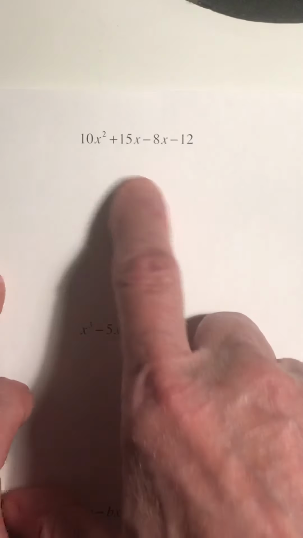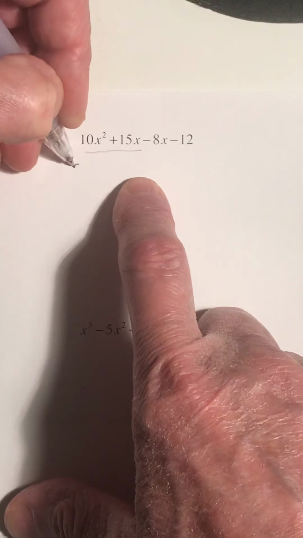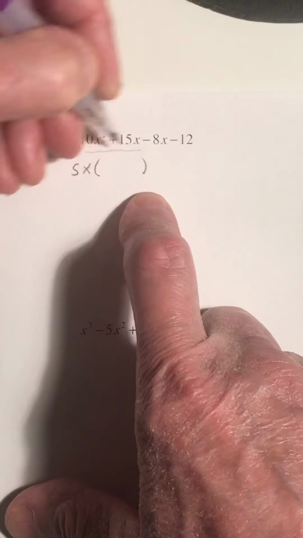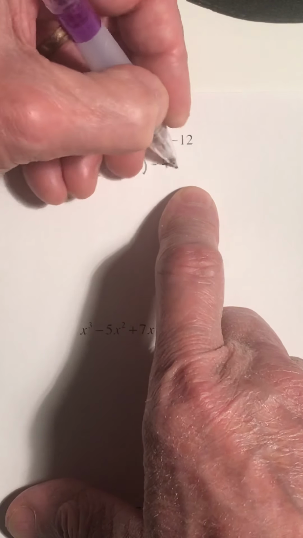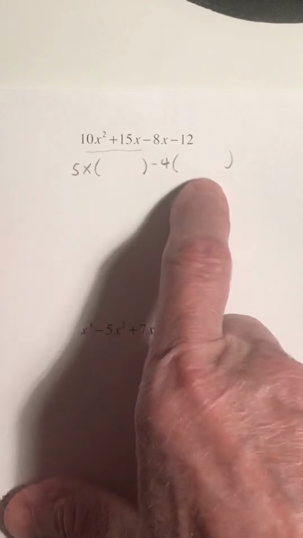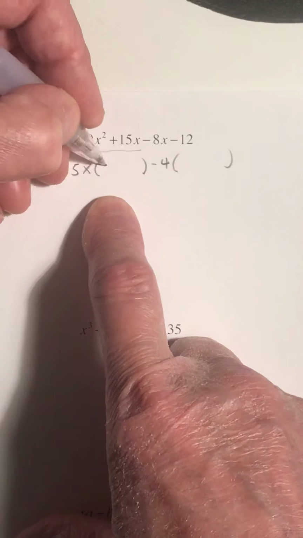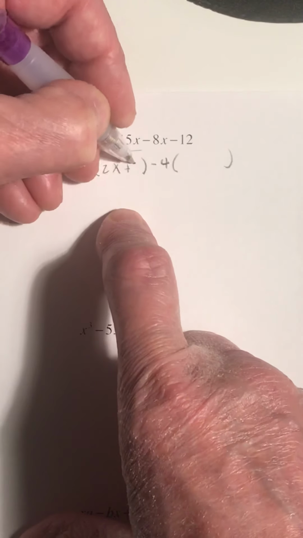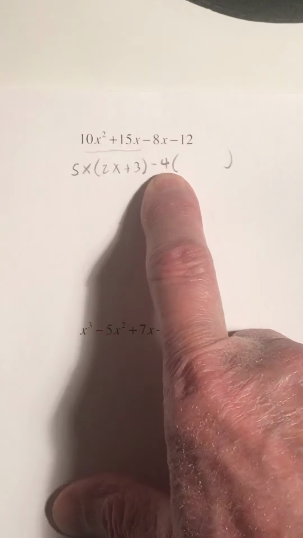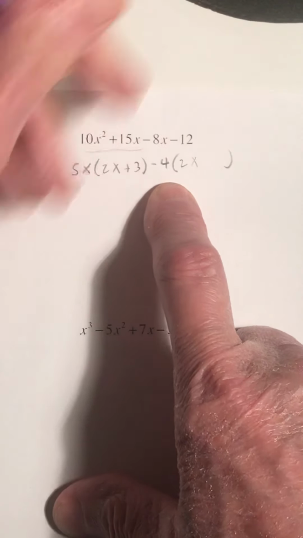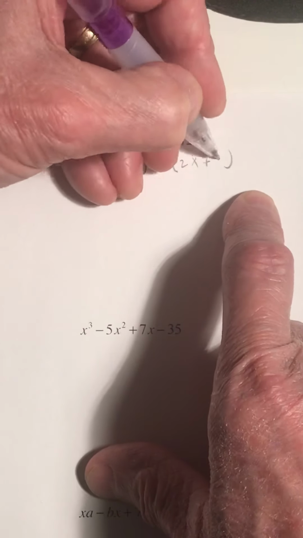Try this one. Common factor for these two guys would be a 5 and x. Common factor for these two guys, I guess a minus 4. So let's see what winds up inside each set of parentheses. 5x times what to make that? 2x. Plus a 3. There's the 15x. Minus 4 times what to make that? 2x. And then times what to make a minus 12? We need a plus 3.